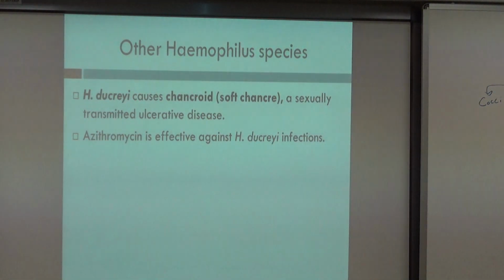Some other Haemophilus species other than Haemophilus influenzae are called Haemophilus ducreyi. Haemophilus ducreyi is actually a sexually transmitted disease. It is not a respiratory tract infection or respiratory organism. It infects the genitalia and is transmitted sexually, leading to specific lesions called soft chancre or chancroid. Those infections can be treated by azithromycin.